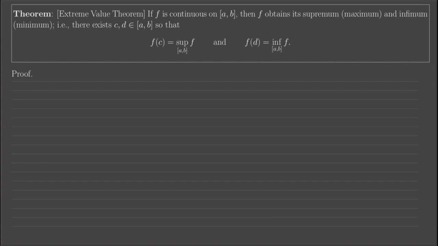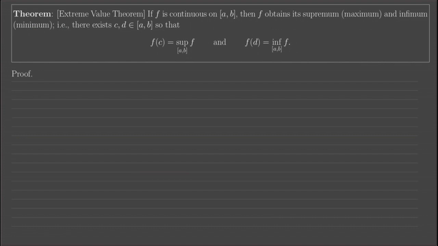In other words, the supremum is actually an output of the function for some input in the domain, and likewise the infimum value is also an output of the function for some point d in the domain. Since the supremum and infimum values are actual outputs, they belong to the set f of [a, b], it's fair to say that the supremum should really be called a maximum, and the infimum should really be called a minimum.